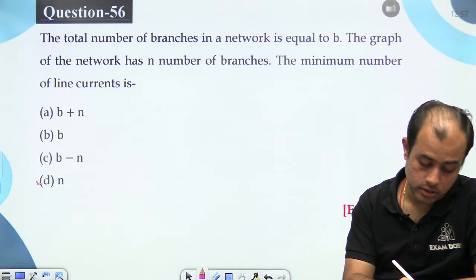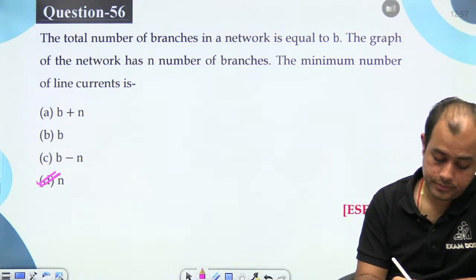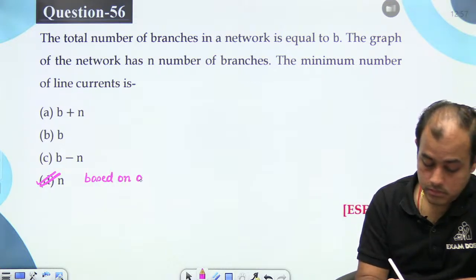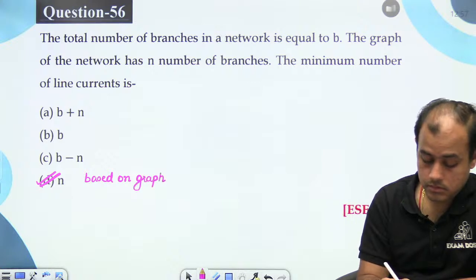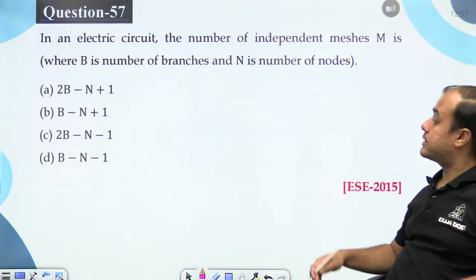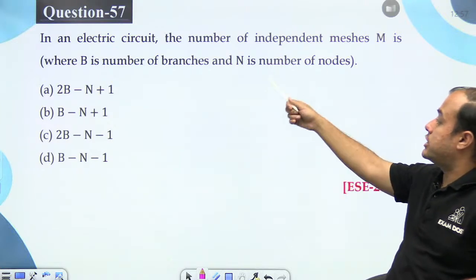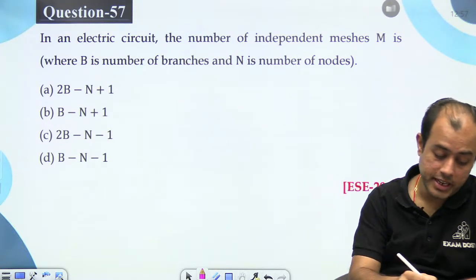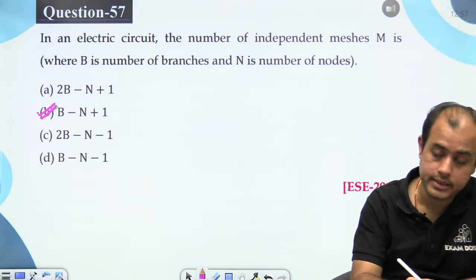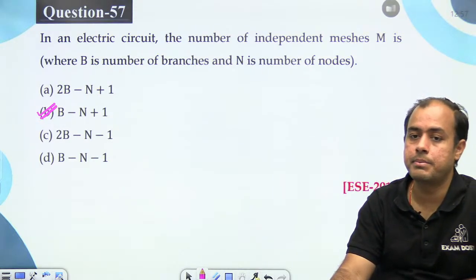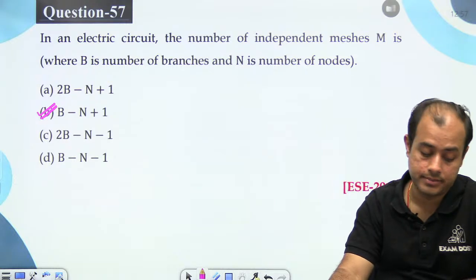Minimum number of currents will come from the graph itself, n. In an electric circuit, number of independent meshes is m, B is branches, n is the number of nodes. So how many meshes are there? B minus n plus 1. The meshes are simply B minus n plus 1.